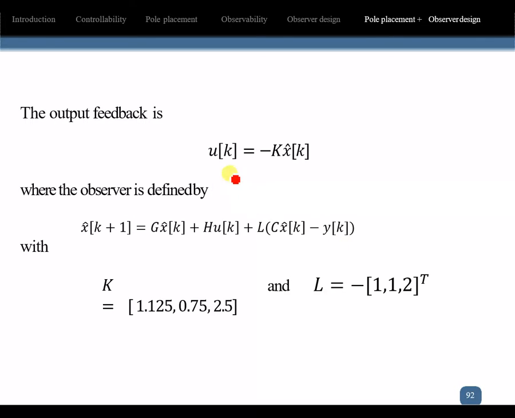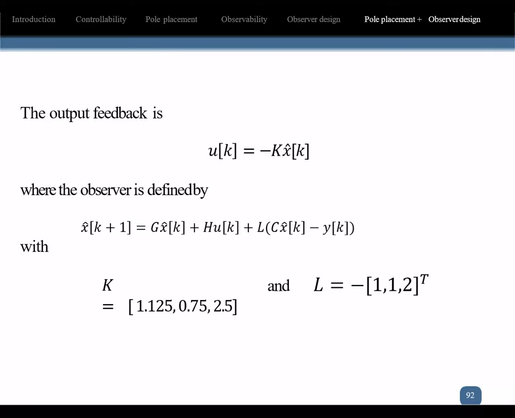The output feedback, if you remember, u(k) will be equal to minus K x hat(k), where the observer is defined by x hat(k+1), something like this formula, with K equal to this and L equal to this. Here we will close the observer and controller design, and we will solve some exercises in the next slide.